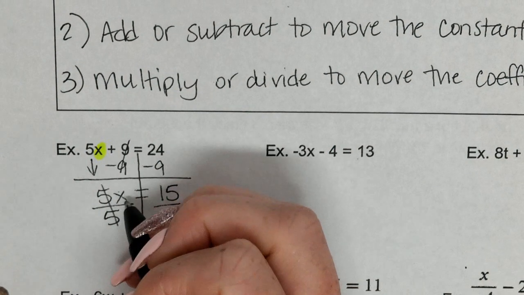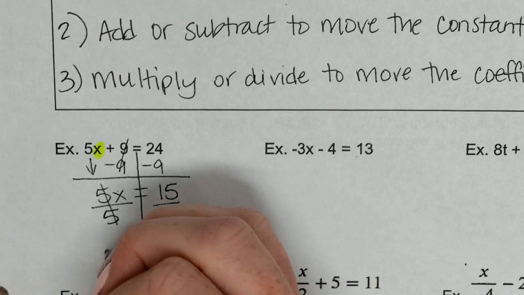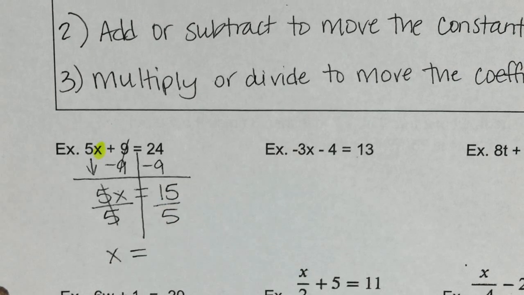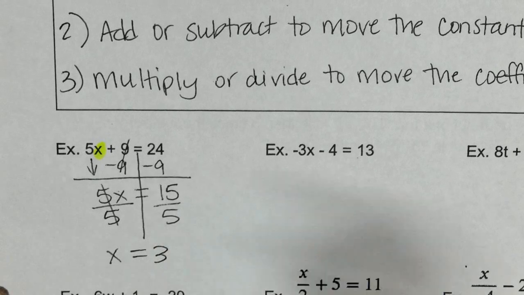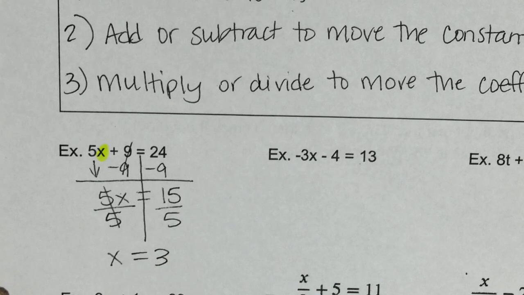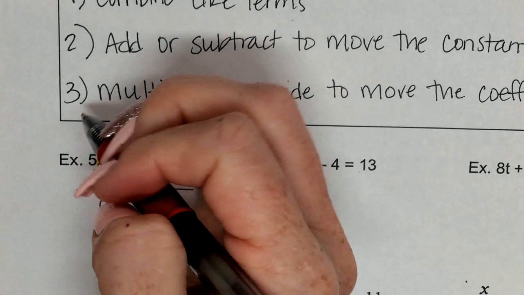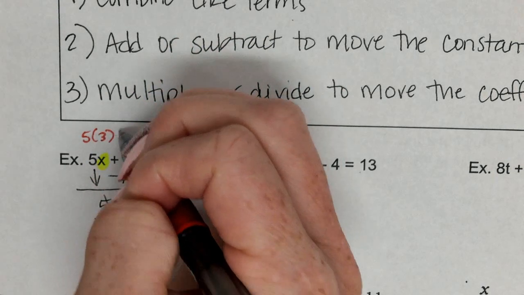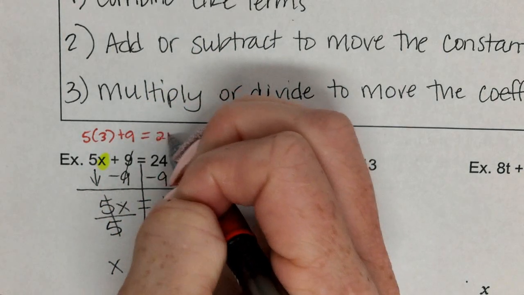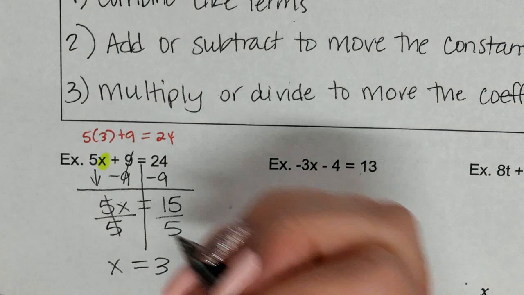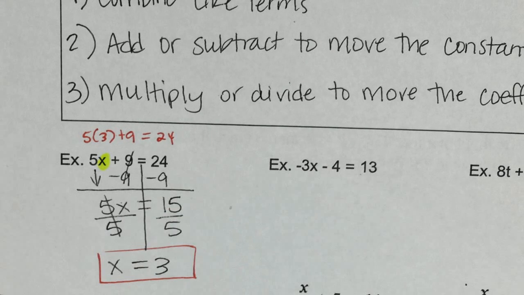All right, and now I have 1 times x, which is x, is equal to 15 divided by 5, which is? Now, before you move on, you check your answer. You do that by plugging 3 back in for x to see if it's true. Is 5 times 3 plus 9 equal to 24? Yes, so I got it right, so that's my answer.